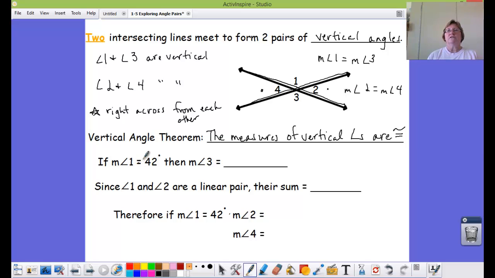So if the measure of angle 1 is 42 degrees, boy, that's definitely not drawn to scale, but if that were 42 degrees, then so would angle 3. They have to be the same, 42 degrees.